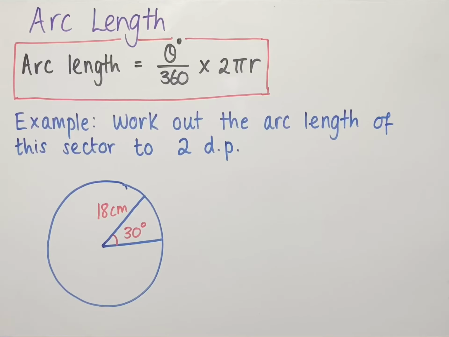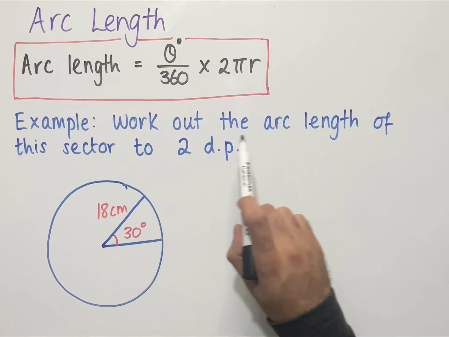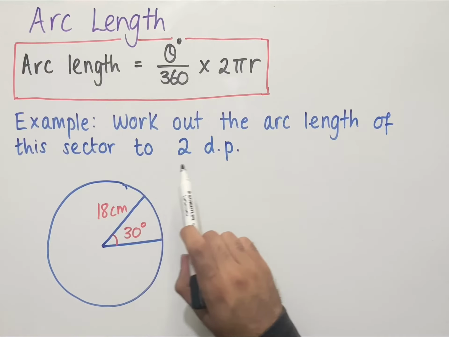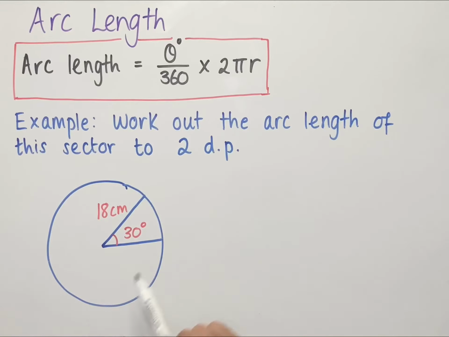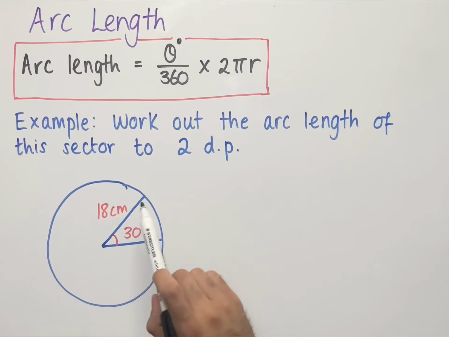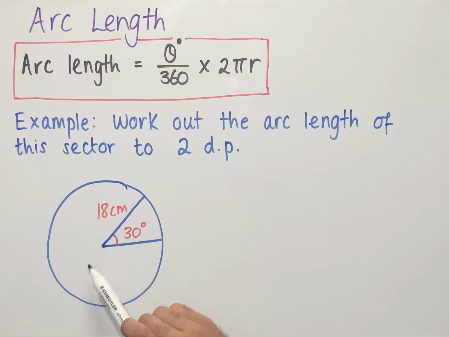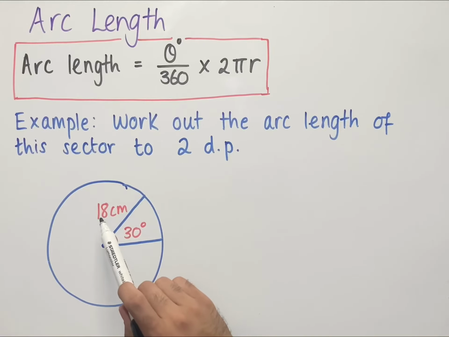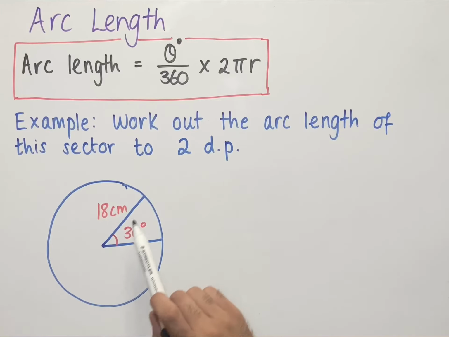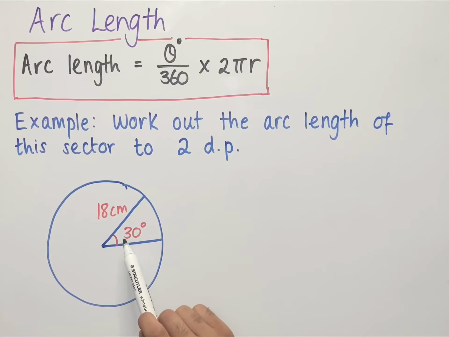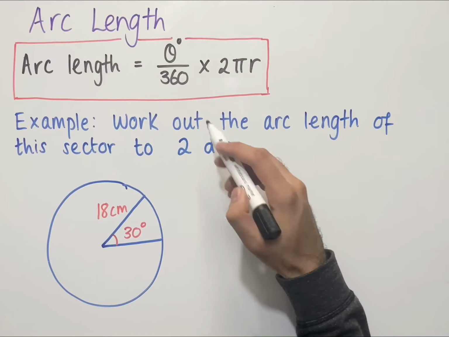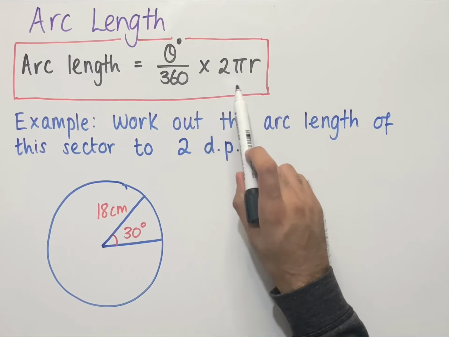Let's look at an example. The question says, work out the arc length of this sector to 2 decimal places. We've got a circle, and within that circle we've got a sector, and we've been given some measurements here. This measurement tells us that the radius of the circle is 18 centimeters, and we also know that the angle subtended by the arc is 30 degrees. So arc length equals theta over 360 times 2 pi r.